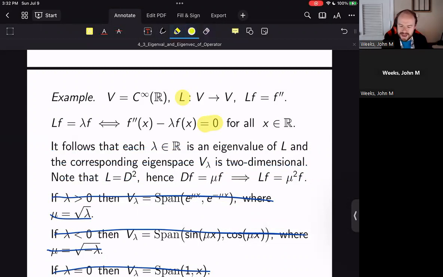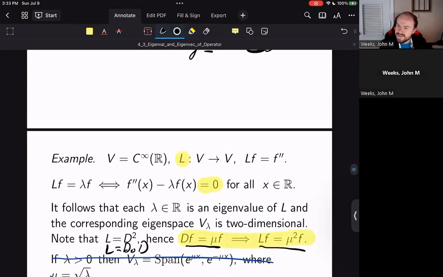Let's go ahead and use the fact that if we note that L is composed with itself, D being our operator from before, L is D composed with D. Hence, whenever Df equals μf, we know Lf equals μ squared f. Well, we know what the formulas look like whenever we take the first derivative. We know that those look like the following. We're going to get that Df equals μf. We know that that's going to be what? f is equal to e to the μx times some constant c. Okay, so f is going to be c times e to the μx.